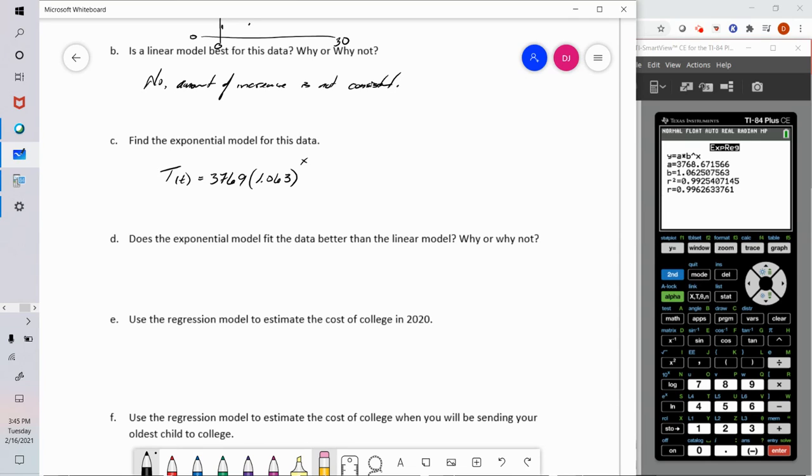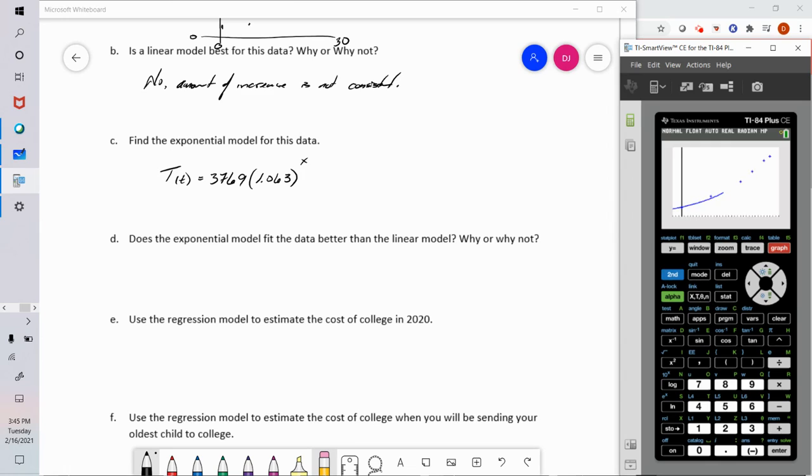Okay. Now, does the exponential model fit the data better? Sure. Notice how it curves with the data and hits most of the data points. Now, I want to use the regression model to say, well, what would we have predicted the cost of college to be in the year 2020? One of the ways I've shown you to do this would be to go to the table. So make sure if you go to second table set that your independent variable is on ask. Second table. Now I can substitute in values for x.